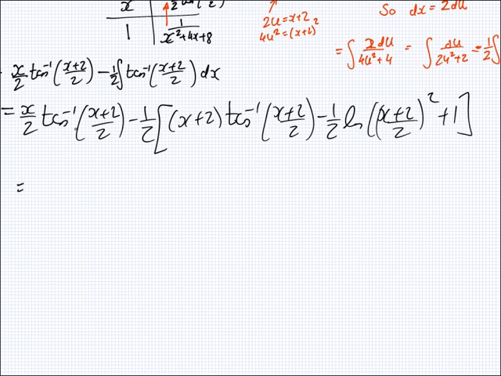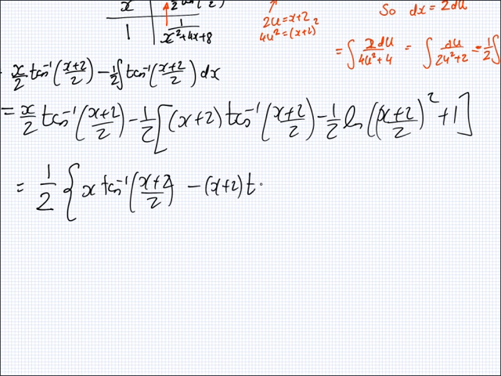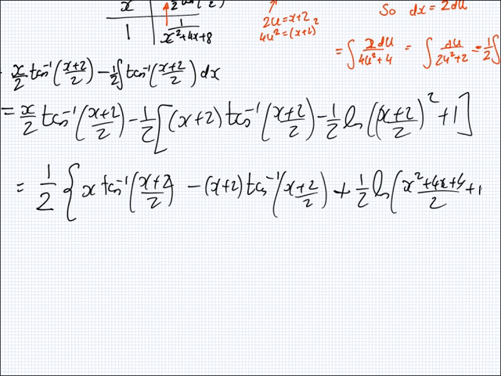Now, let's clean this up a little bit. So, both these guys have a 2 in them. So let's just take out the 2, firstly. So that would be x tan inverse x plus 2 over 2 minus x plus 2 tan inverse x plus 2 over 2 minus, now I gotta get my signs right, minus, and minus minus is plus here, isn't it? A half log. Now if we expand this, what do we get? We get x squared plus 4x plus 4 over 2 plus 1.